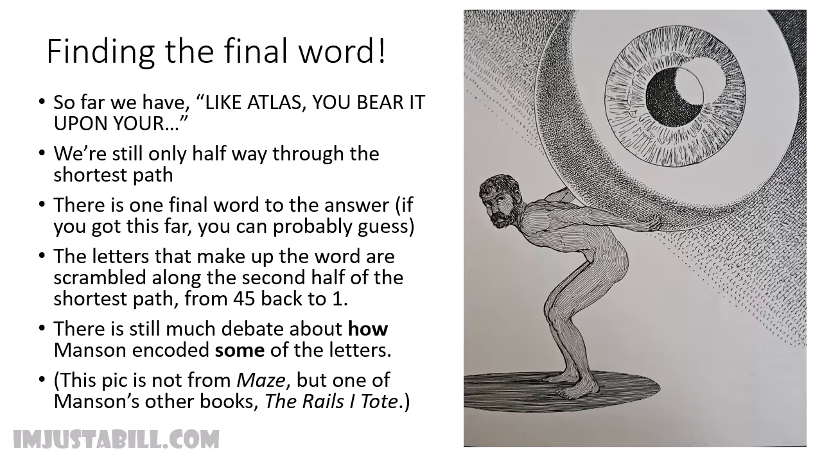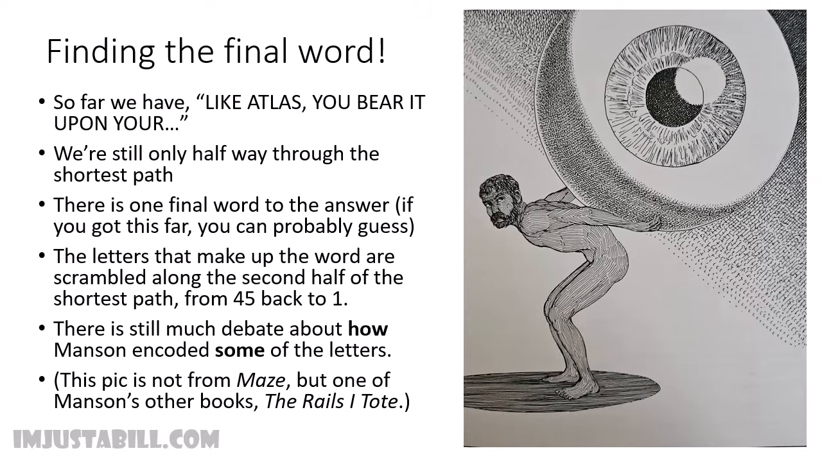But in any case, this is where it gets a little different, because instead of the word itself being in a single room, the letters that make up the final word are scrambled along the second half of the shortest path, from room 45 back to 1. Now, there is still much debate about how Christopher Manson encoded some of the letters. Some more are straightforward, though. By the way, this pic on the right is not from Maze, but it is from the same author/artist, Christopher Manson. It's from one of Manson's other books called The Rails I Tote. Maybe I'll give a review of that sometime.